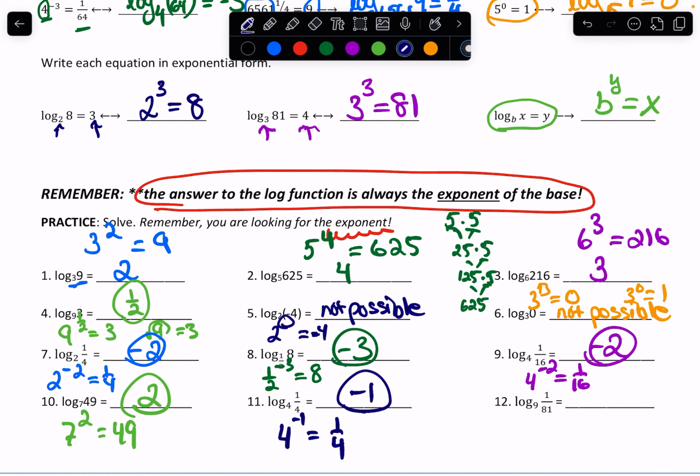And this last one, log with base 9 of 1/81. So again, we have a 1 over, so it's going to have to be a negative. And then 9 to what power is 81? That is a 2. So every single time our argument is 1 over something, you know that the exponent has to be a negative, and for our log function, our answer is going to have to be a negative.